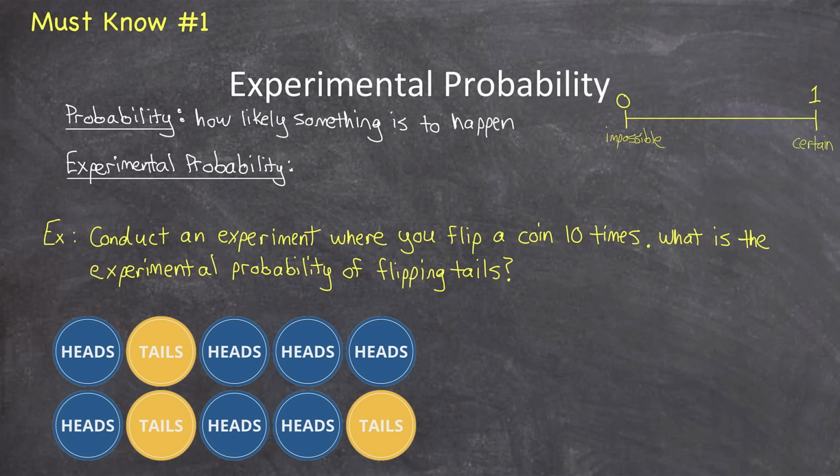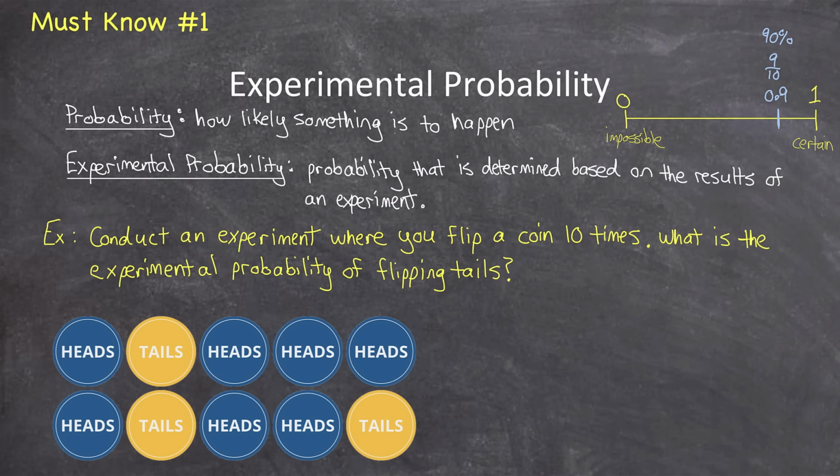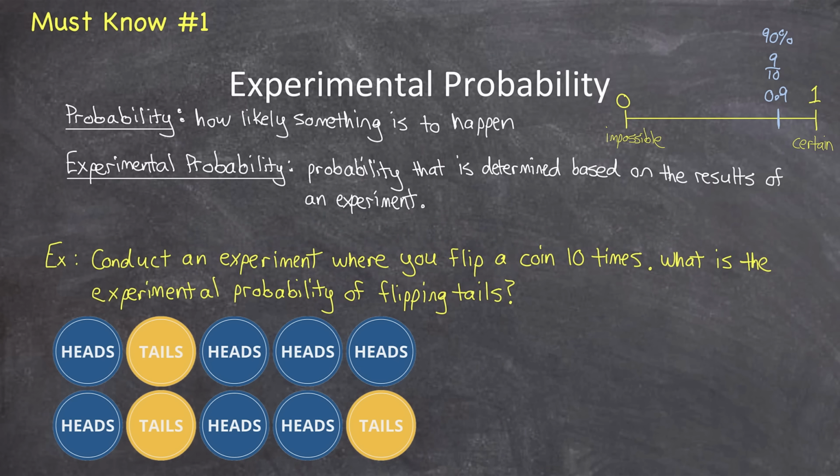happen. And any probability, let's say a probability of 0.9, can be expressed as a decimal, or a fraction, so in this case 9 out of 10, or a percentage, 90%. Now, an experimental probability is a probability that is determined based on the results of an experiment. And let me make some room to add the formula for how we calculate an experimental probability.